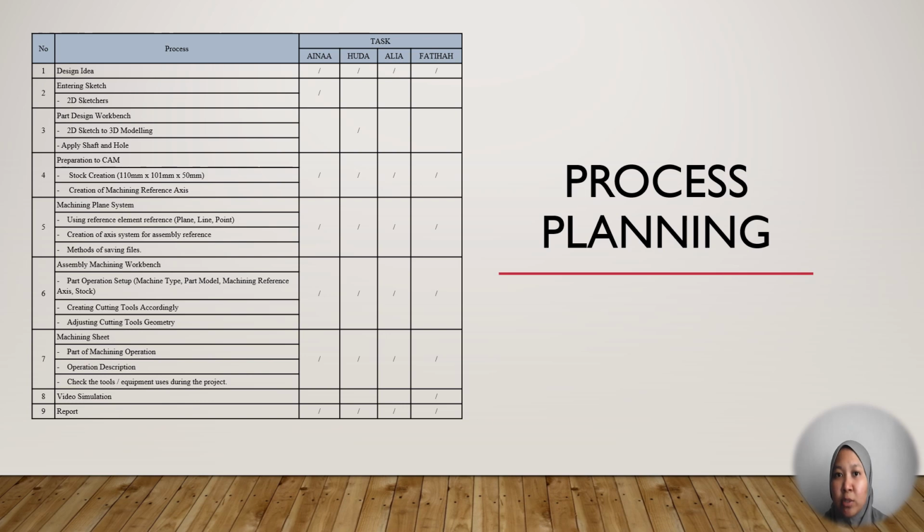For the process planning, it is distributed equally to our group members. There are 9 processes in total. The design idea is made by all of us. Meanwhile, the entering sketch of 2D sketches is made by Aina and the part design workbench is made by Huda. The preparation up to the machining sheet is made by all of us, and the video simulation is made by Fatiha, and lastly, the report is done by all of us.